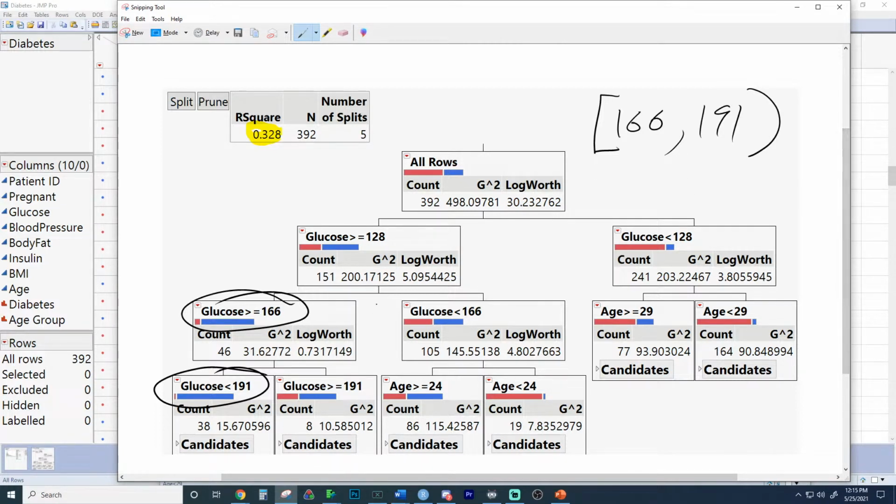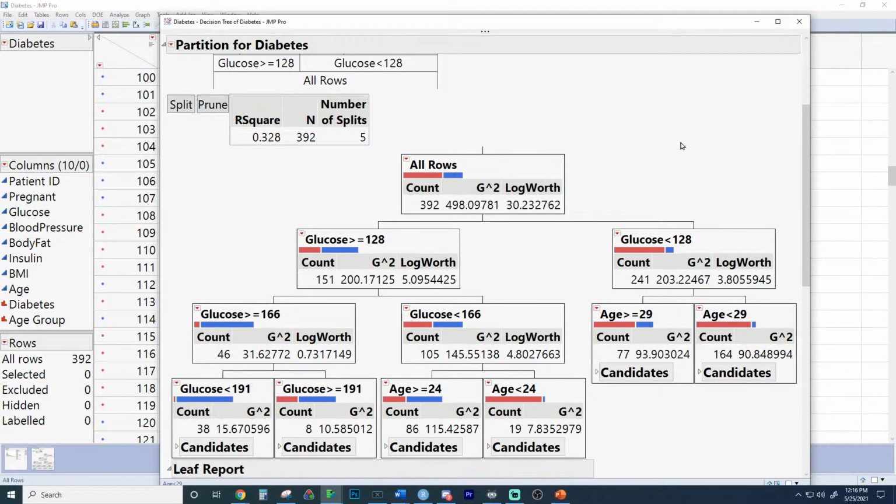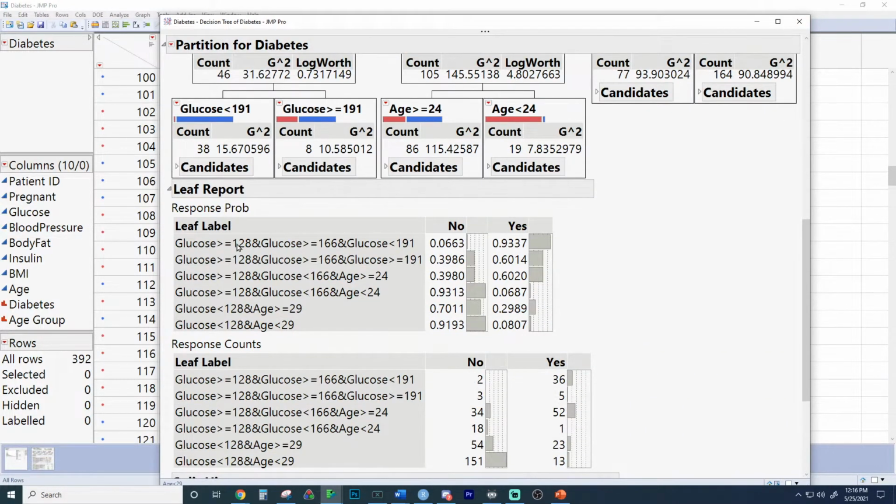I mean, these people are still very likely to have it, but the most likely people are the people who are between. So this is the most likely group right here. And then the other group that I have highlighted is also pretty likely. It's so weird, right? And then the leaf report also makes that kind of clear. You see they're greater than or equal to this, but then they're less than this. And so right here, the first row, they would have greater than or equal to this, greater than or equal to this, but less than this.